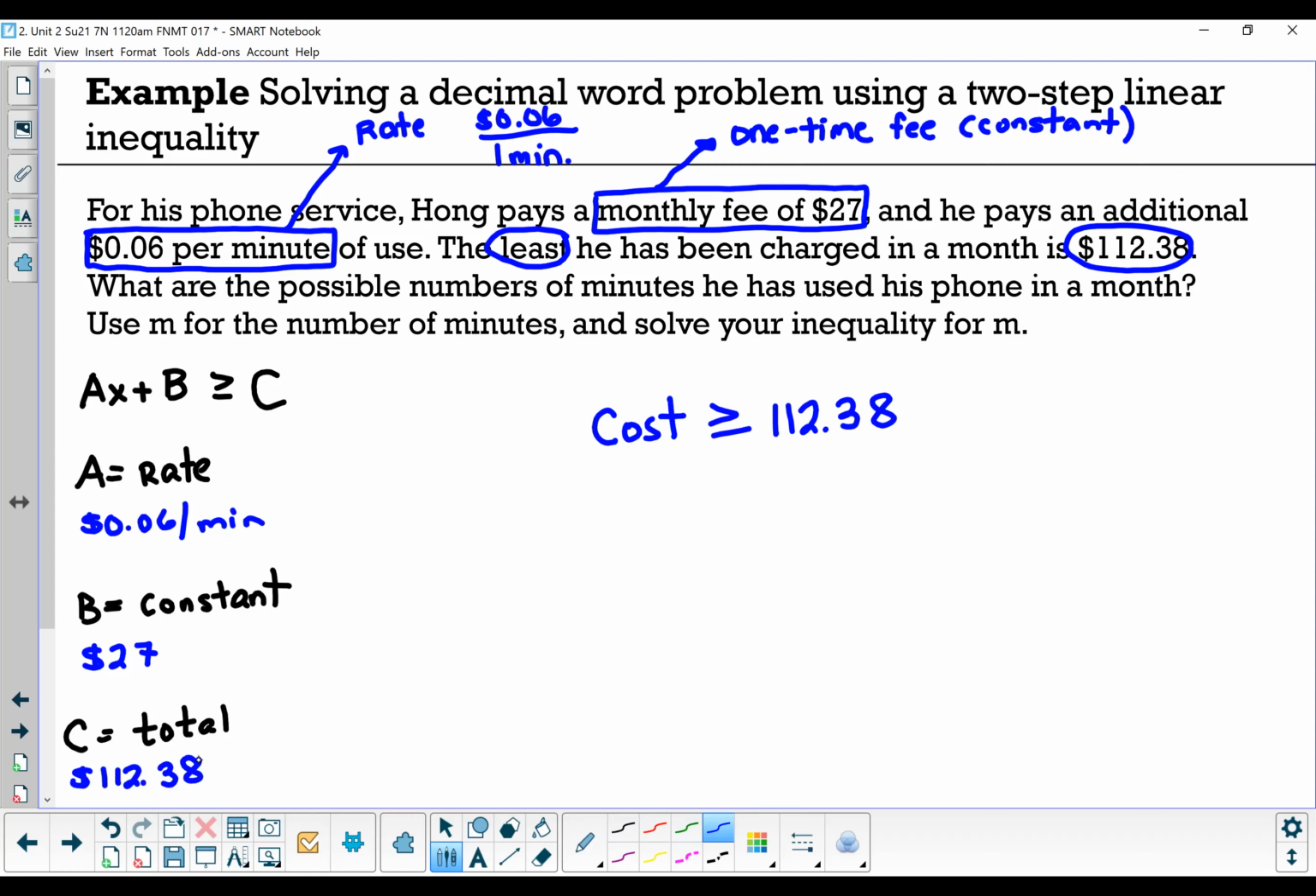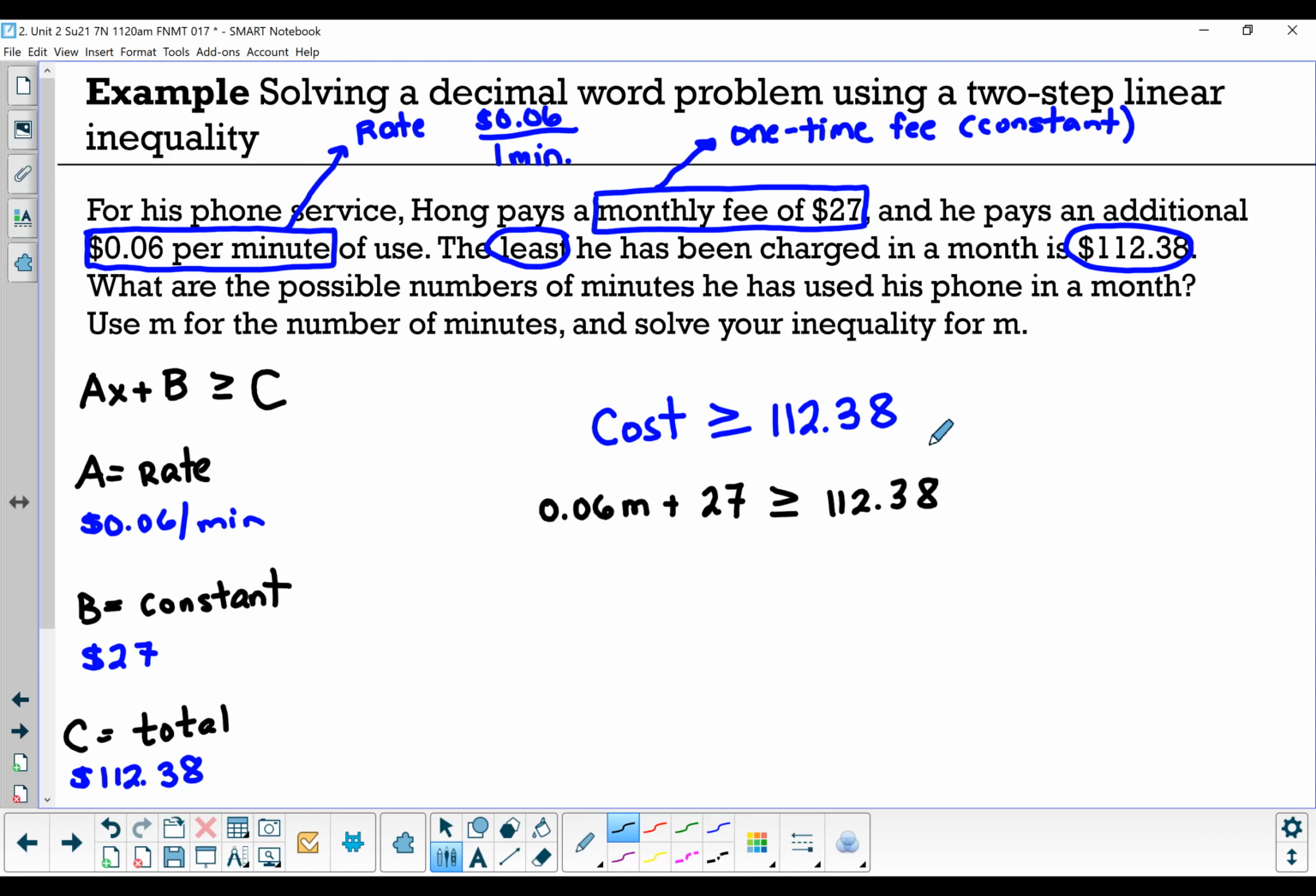$112.38. So if we use all this information together, we're going to replace our expression for the cost with 0.06 dollars times our variable. In this case, instead of X, we're using M, plus the one-time fee is greater than or equal to $112.38.